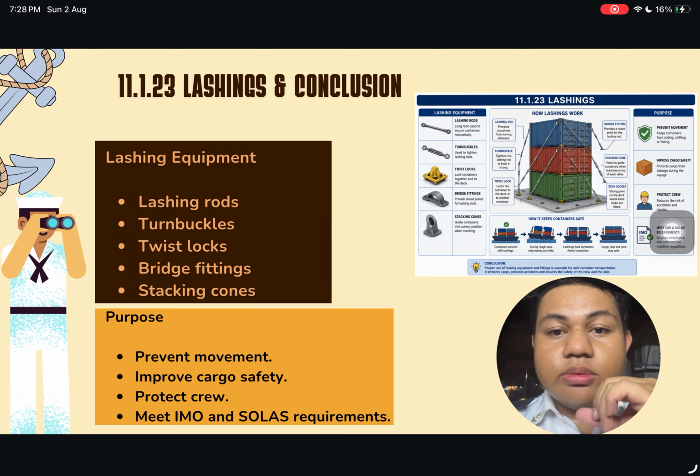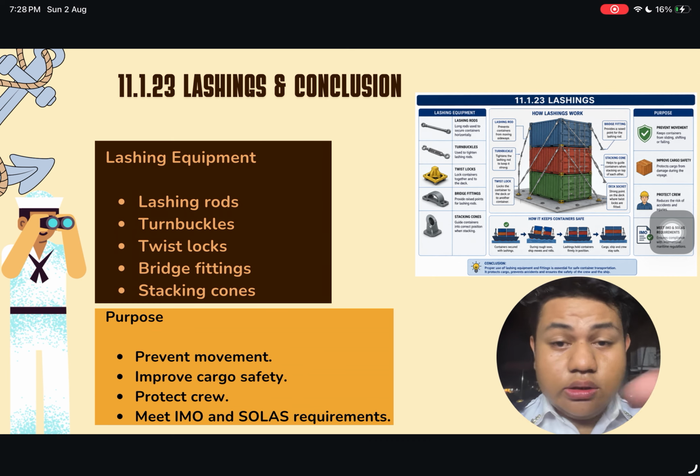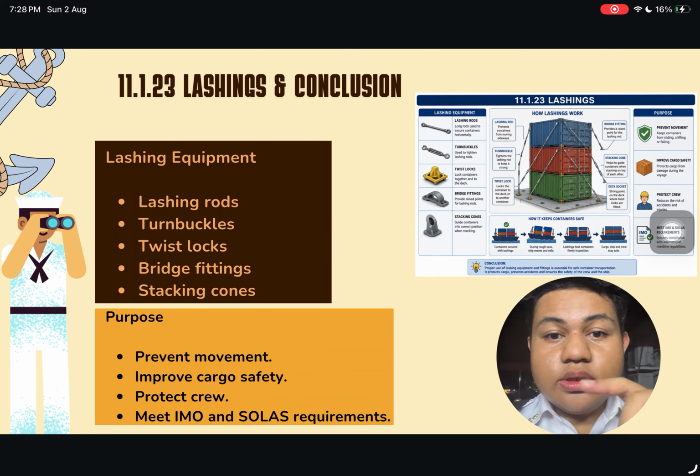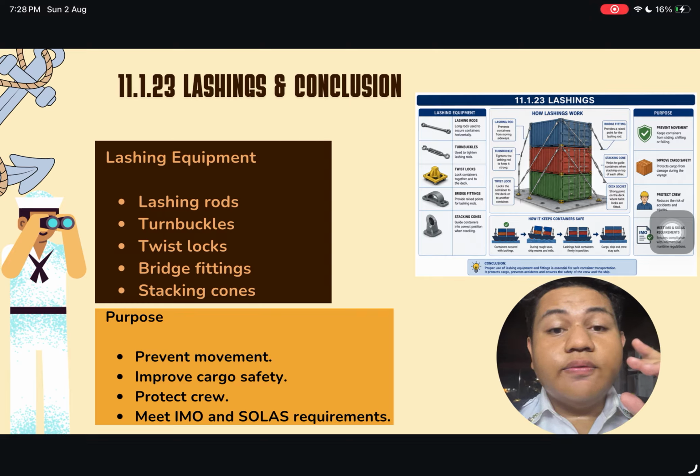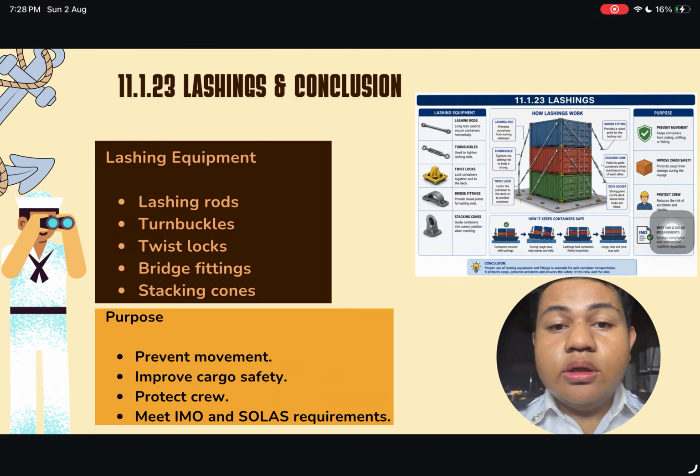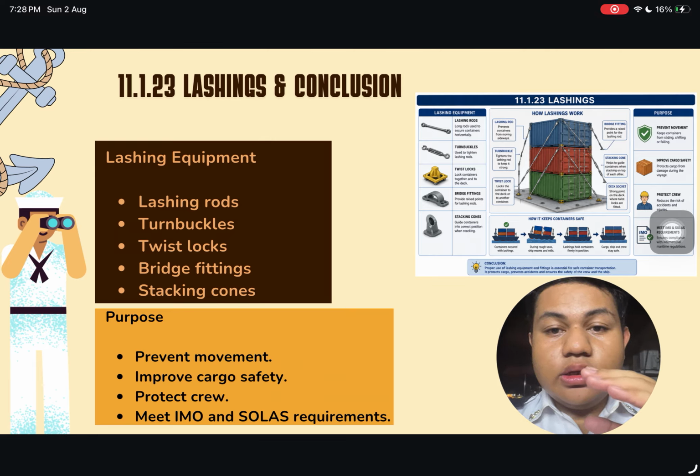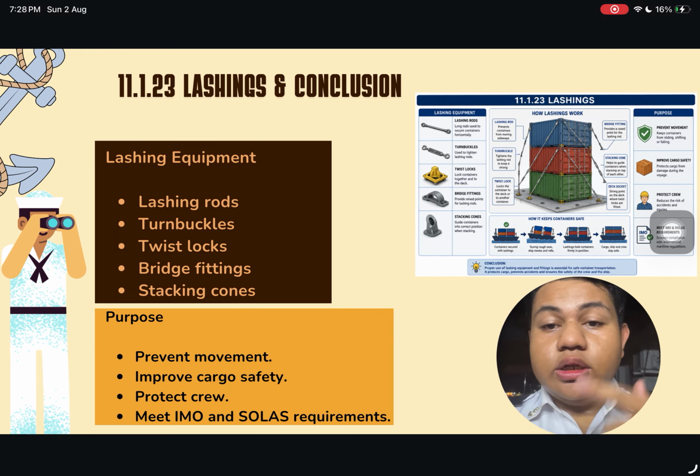Lashing rods and turnbuckles secure and tighten the container. Twist locks connect containers together. Bridge fittings secure containers placed side by side, and stacking cones help align containers when they are stacked. The purpose of using this equipment is to prevent cargo movement, improve cargo handling, protect the crew, and comply with IMO and SOLAS safety requirements.